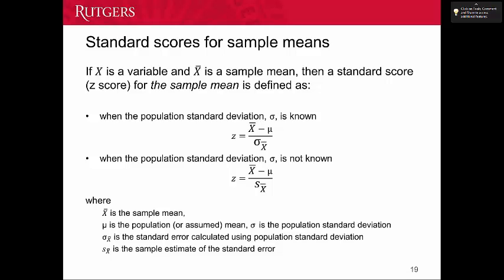So here is the formula. When the population standard deviation sigma is known, the z-score for sample means equals the sample mean minus the population mean, divided by the standard error calculated using the population standard deviation. When the population standard deviation is not known, we just use the sample estimate of the standard error.